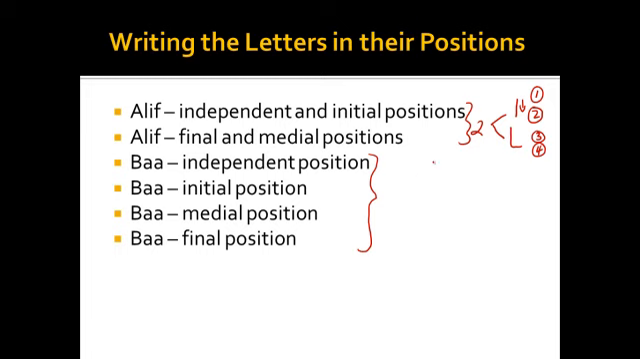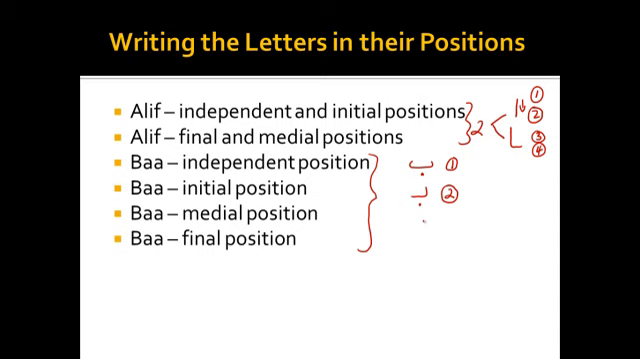So, for example, we'll show you the independent position of the Ba. It looks like this. In other words, this position is when the Ba is not connecting to letters before it or after it. And we call this position 1, or form 1. The second is the initial position, and this is when the Ba comes first in a word, or when the letter before it doesn't connect. And this is the second position of the 4 positions.